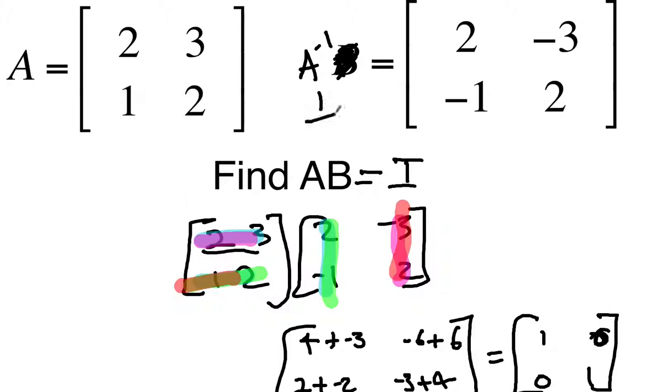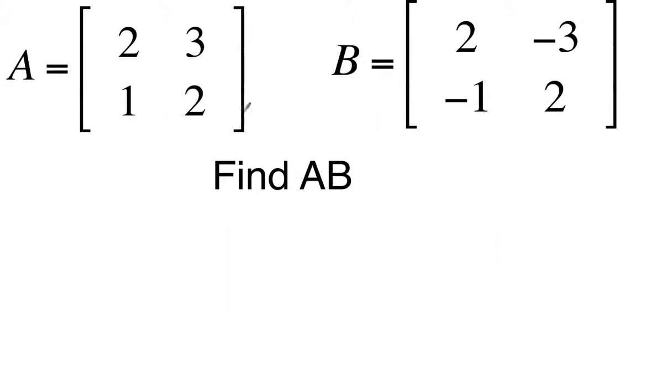So it doesn't mean 1 over A. If you're used to that notation, it means the inverse. Okay, so A and B are inverses. That means if I multiplied B times A, I should also get the identity. So that's how you verify if two matrices are inverses of each other.